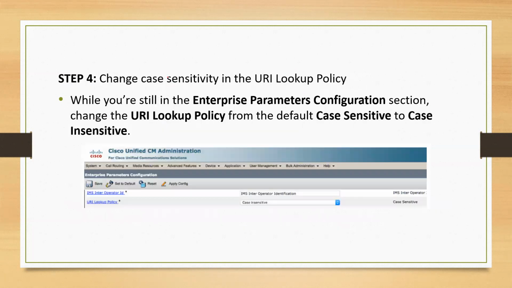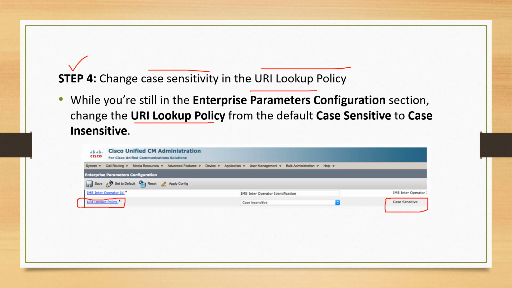There it says case sensitivity. Step 4: change case sensitivity in the URI lookup policy. This is what I was talking about, case sensitive or case insensitive. As we are already in the enterprise parameters configuration section, you can check for the URI lookup policy, and you can change it to case insensitive if you want. As we know, the default is case sensitive.